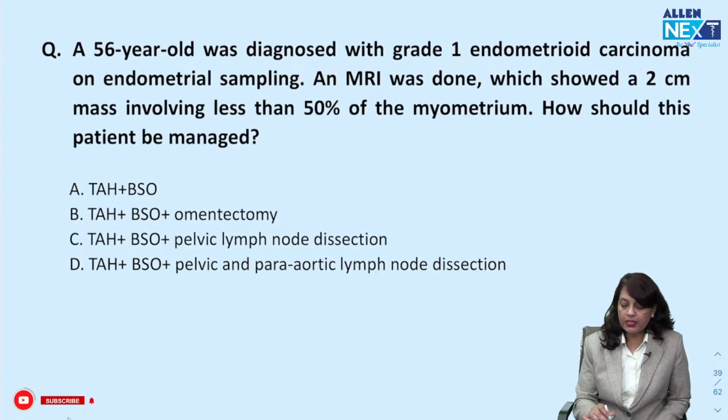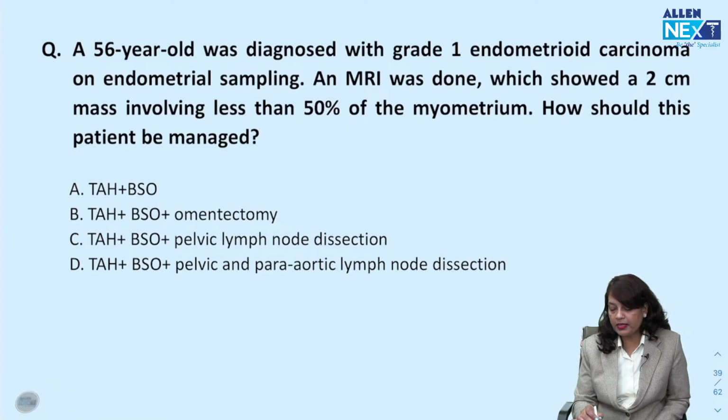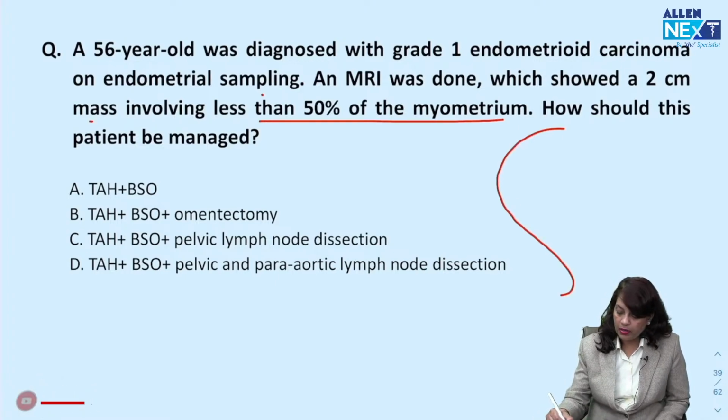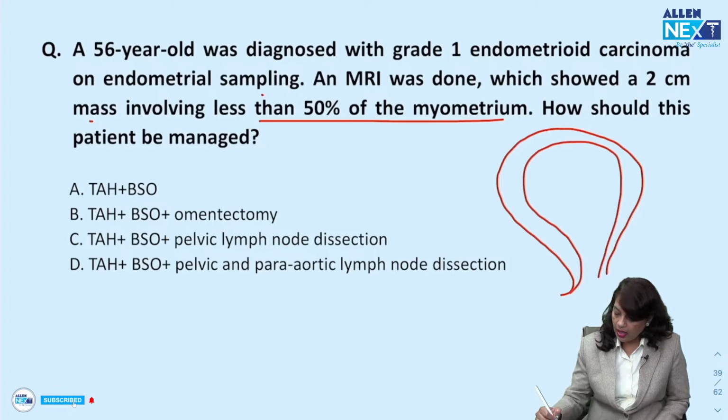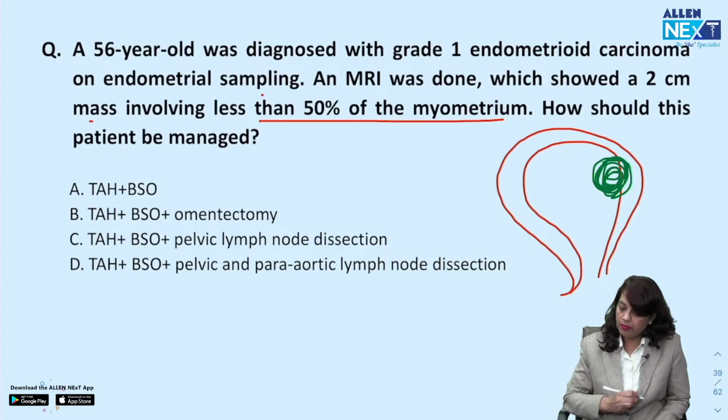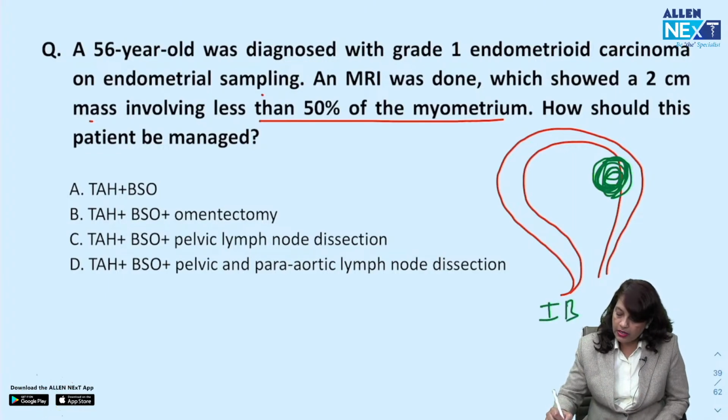Next, a 56-year-old patient is diagnosed with grade 1 endometrial cancer on endometrial sampling. MRI was done and showed a mass with less than 50% myometrial involvement. There is a mass, and that mass is involving less than 50% of the myometrium. So it is stage 1A.